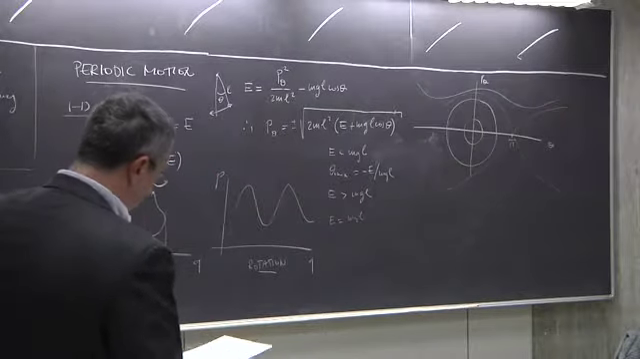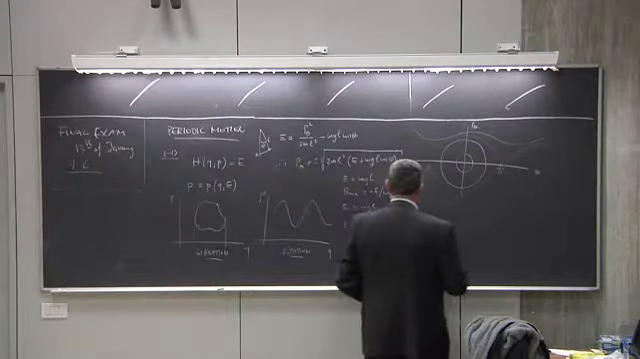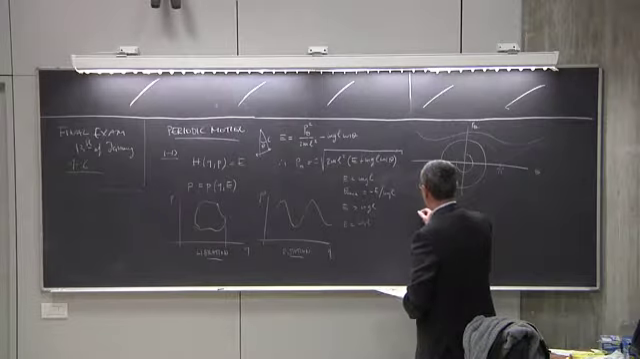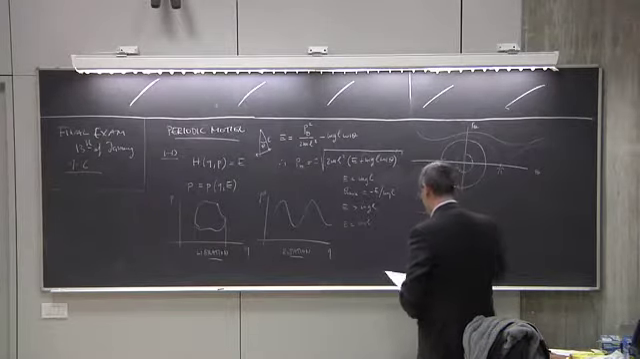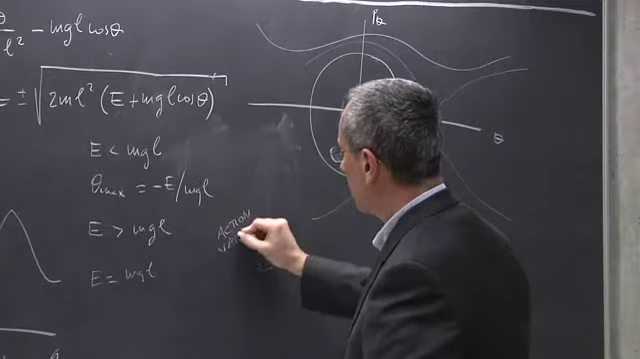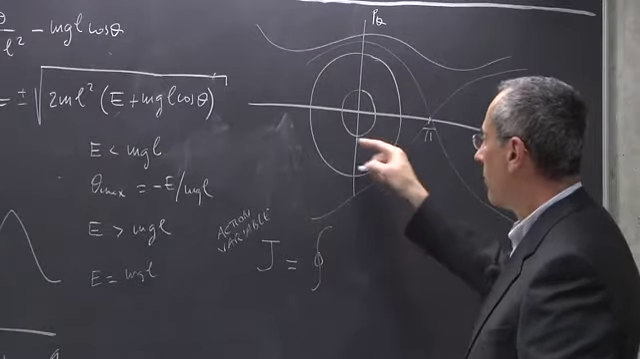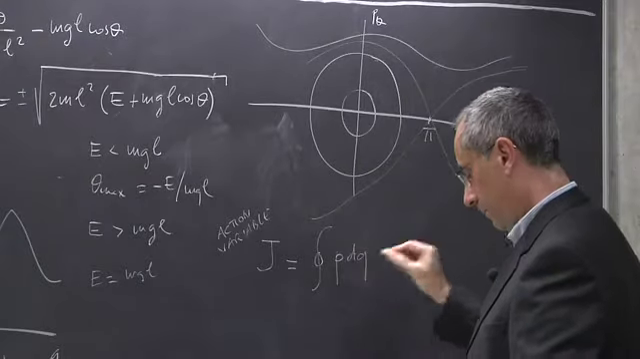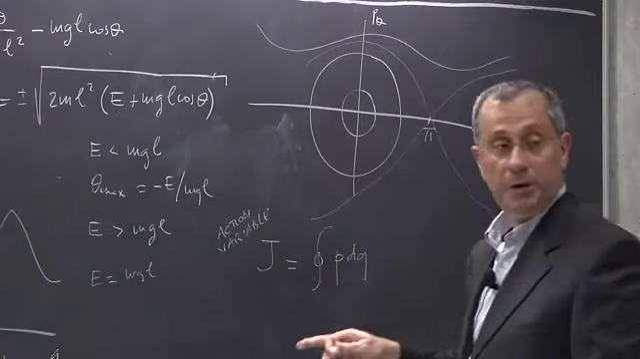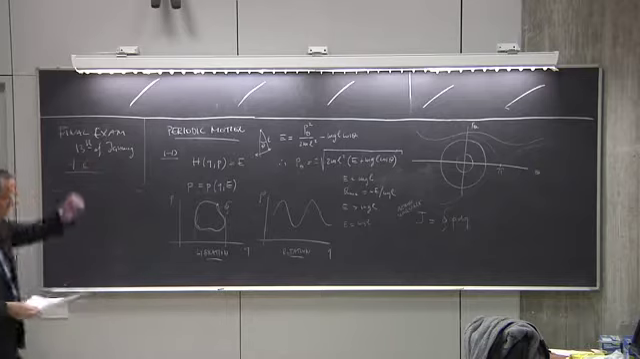Okay. Now, if the motion is periodic, very often it's useful to introduce new variables that we are going to use. One of these two variables is called big J. It's called the action variable. It's simply defined as the line integral around the path of P dQ. So you integrate your P along a complete period. This is the path that you integrate along.